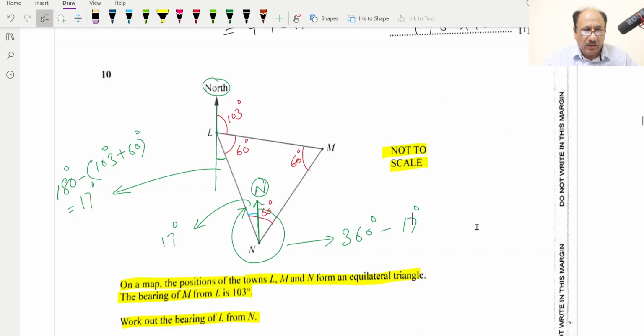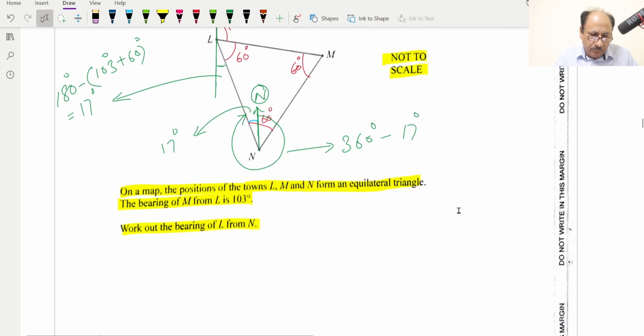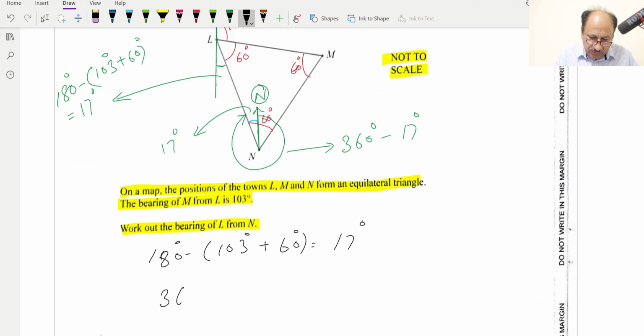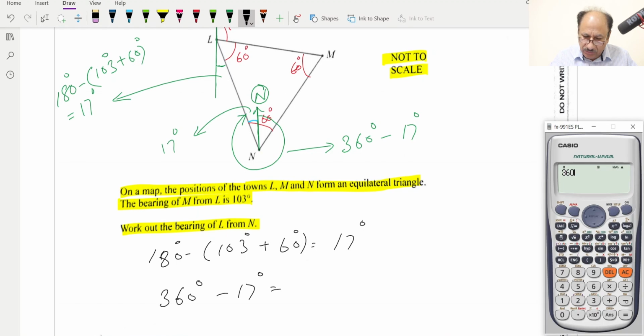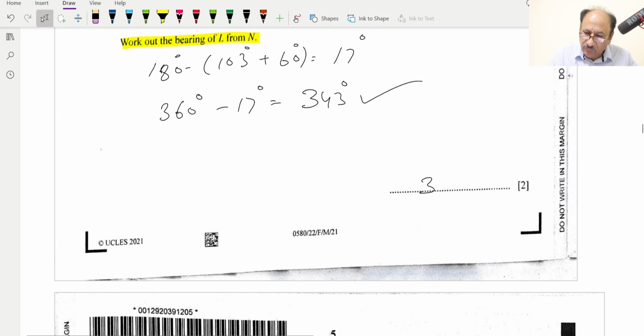This is all the working I will be writing over here. Whatever I have written on the top, 180 minus 103 plus 60 degrees, is equal to 17 degrees, and 360 minus 17 is equal to 343. So 343 degrees will be the answer which we can provide over here. This is a 2-mark question, an easier one.